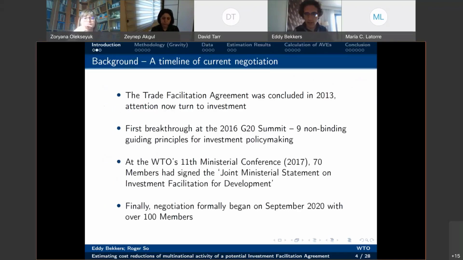As an introduction, I think this has been discussed mostly. The trade facilitation agreement, you could say, is a companion. And now when it comes to facilitation, attention has turned to investment.